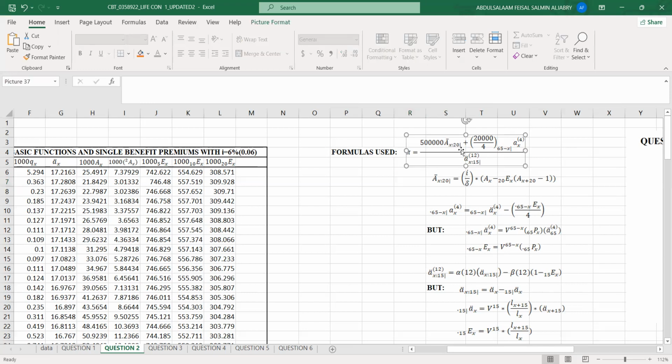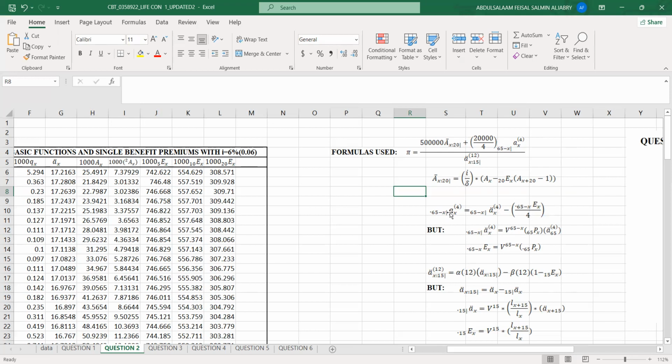But we don't have these values. We have to use the illustrative life table to get them. To get the first one, the continuous endowment insurance, the formula is i over delta multiplied by A_x minus v^20 p_x multiplied by A_{x+20}. And the second component is the 65 minus x deferred annuity, which equals the 65 minus x deferred annuity due minus the 65 minus x E_x over 4.